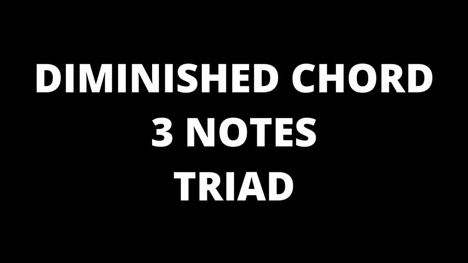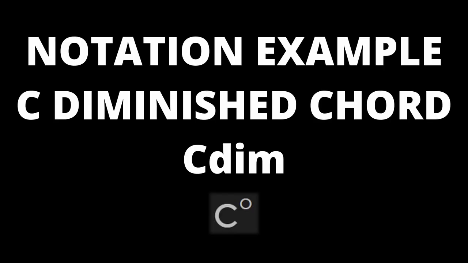Let's begin with diminished chords. A diminished chord is constructed with three notes. This is known as a triad. In notation, the diminished chord can be shown by using the dim, or a small elevated circle, next to the chord letter. In chord progressions, diminished chords feature as the 7 chord in a major key.